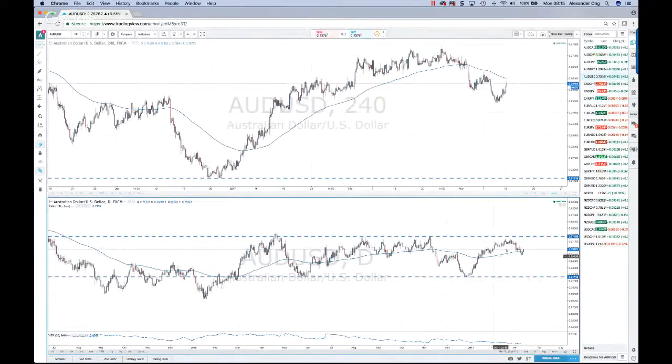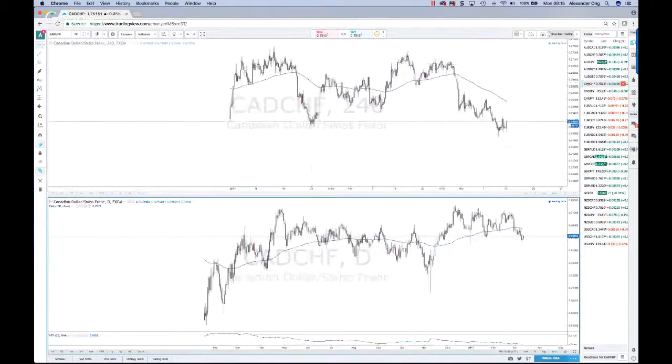But in terms of a breakout itself, you would have to say that until the Aussie breaks out of this area here or this area here, we're going to be in a consolidation phase. So that will be a case of selling tops and buying bottoms. So nothing to see there at the moment.